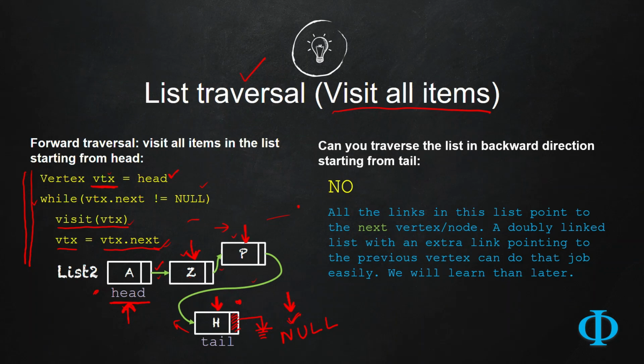So in order to access the previous node, you may need to use another data structure called a doubly linked list, where we can introduce another extra link which points to the previous vertex of the linked list. And by utilizing that one, we can easily traverse the linked list in the backward direction, in the reverse order. But that we are going to understand later.